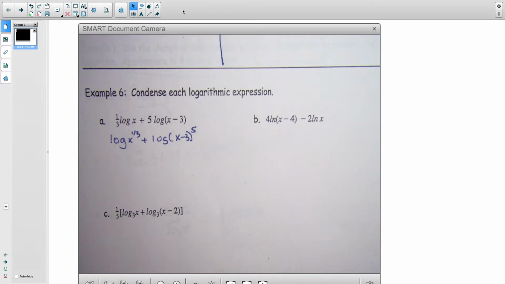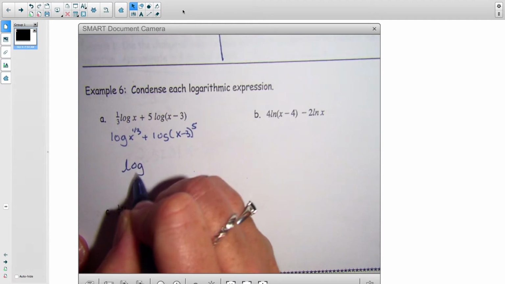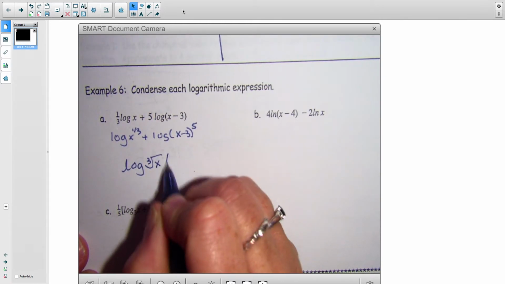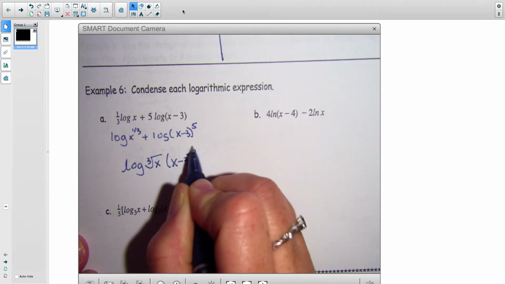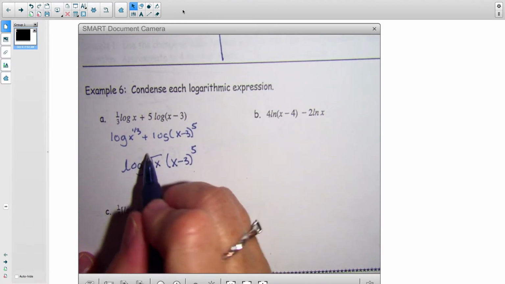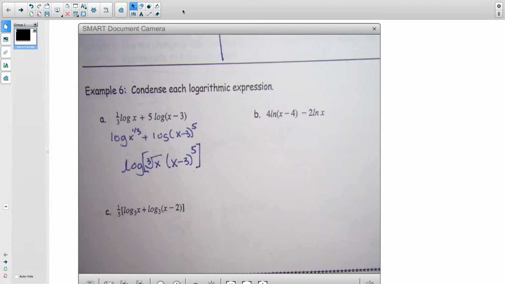Now what can we do? Make x to the 1/3 the cube root of x. We can do that. At the same time, what else can we do? Remember, our goal is to write this with one log. We can combine them by multiplying. So 1 log, the 3rd root of x times x minus 3 to the 5th. And I like to put brackets here so that my readers know for sure that I'm taking the log of that whole thing.